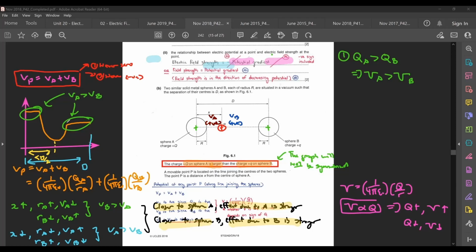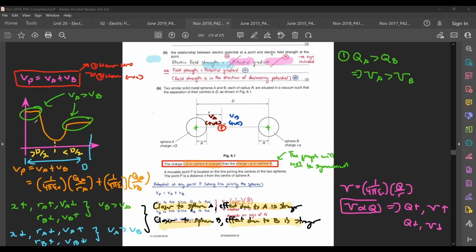Wait, sorry, my mistake. This one is not less than D over 2. This one should be more than D over 2 actually. This one should be more than D over 2. Sorry, just give me a moment. This one should be more than D over 2, whereas this one should be less than D over 2.